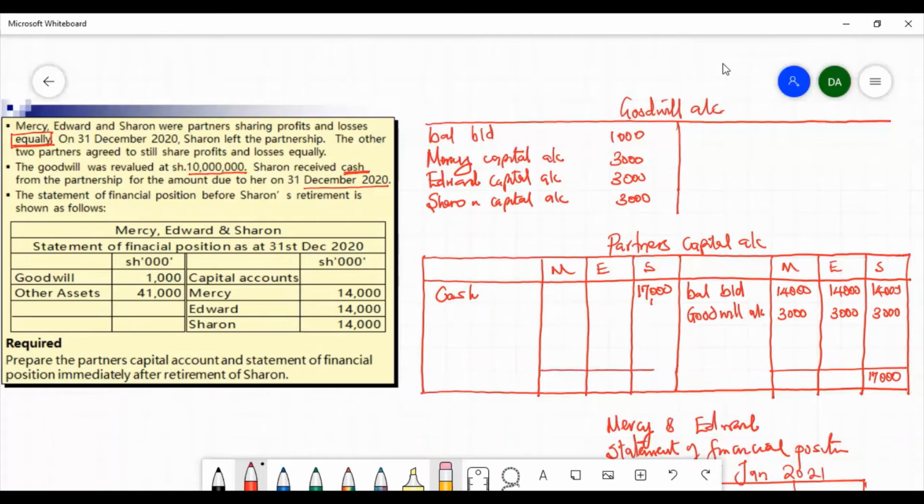After that, we can now balance off the two accounts, starting with the partner's capital account. In the partner's capital account, we have the balance carried down for the remaining partners. Because Sharon has already retired, we record the balances for the remaining partners, which is 17 million. If you add 14 million and 3 million, we get 17 million. The balance of Marcy is 17 million. The balance for Edward is 17 million. There is no balance for Sharon because Sharon has already retired, and the total for each column is 17 million.